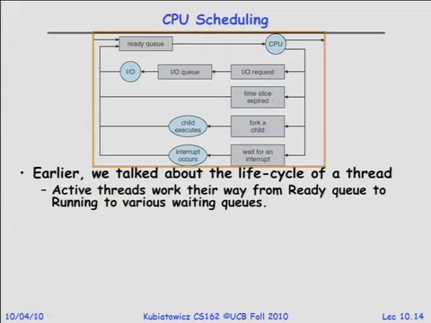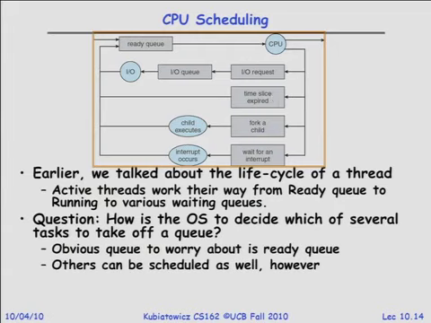And the question is, how does the OS decide which one to pull off here? Now, fortunately, you're all well aware of FIFO and priority, right? Because you love priority schedulers. But those are instances of how you make the decision of what to pull off the ready queue. And we're going to talk a lot more about when you make the decision and how you decide what to pull off the ready queue.